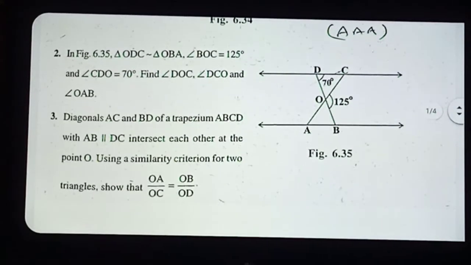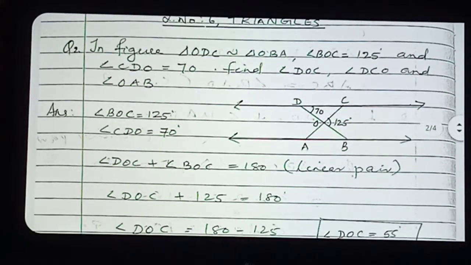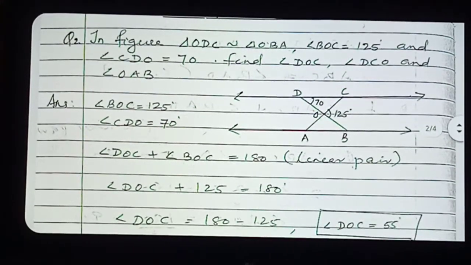These are the questions. I have done the next sums on the next page. See here, question number 2. In the figure, triangle ODC is similar to triangle OBA. ODC is similar to OBA is given.